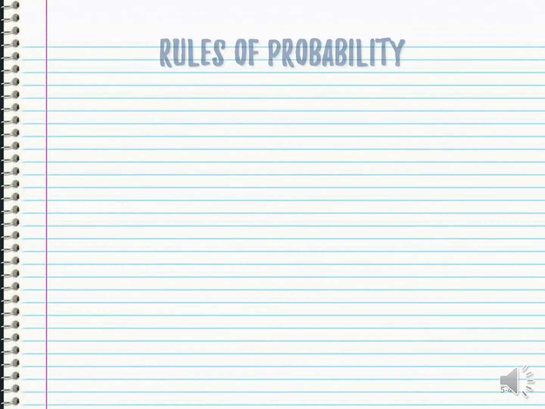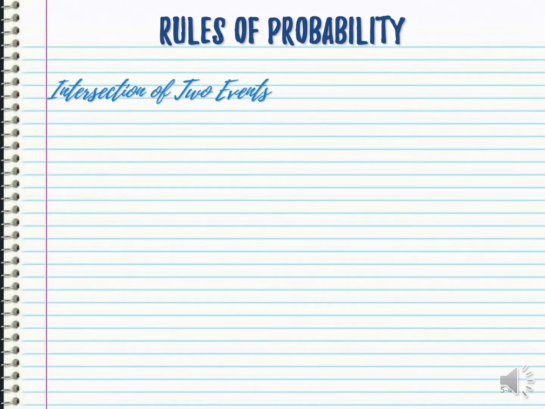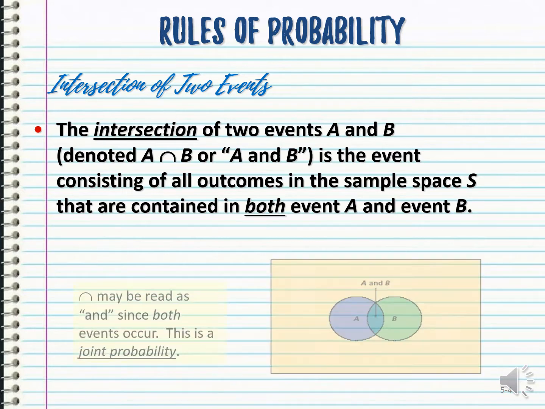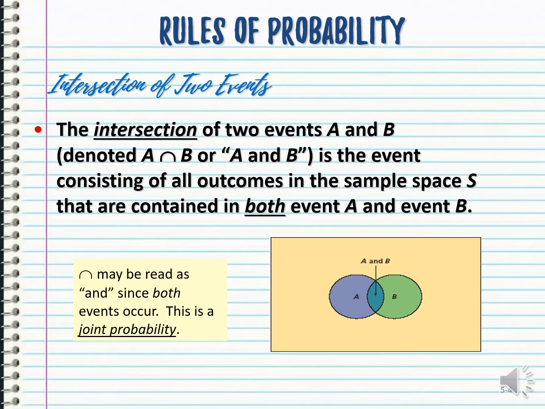The intersection of two events. The intersection of two events A and B, usually denoted as A intersection B or sometimes read as A and B, is the event consisting of all outcomes in the sample space, say S, that are contained in both event A and event B. So the intersection may be read as AND, since both events should occur.